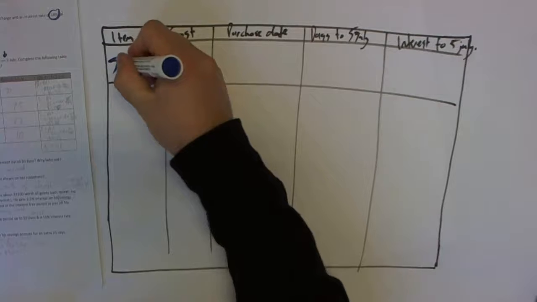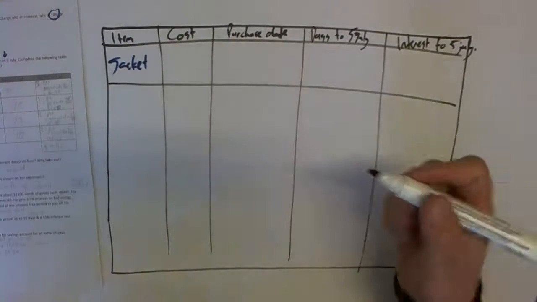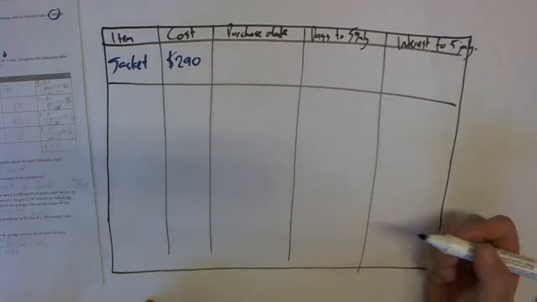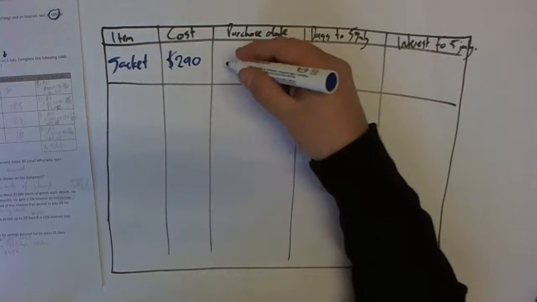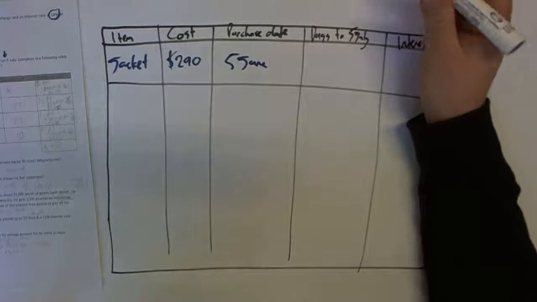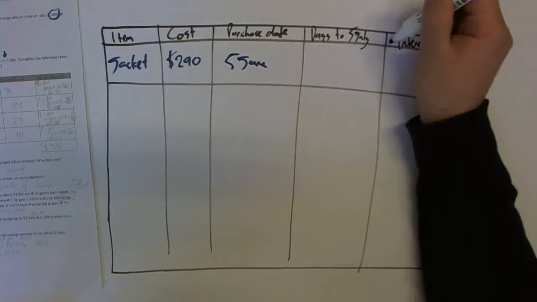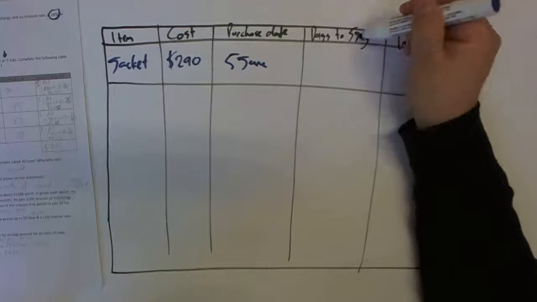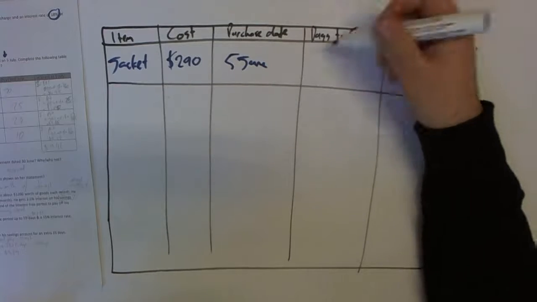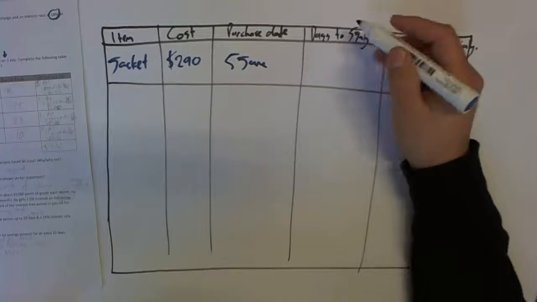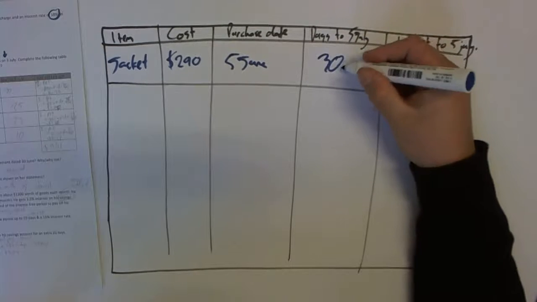Okay, so the first item that we have is a jacket. Okay, so the jacket cost $290. The purchase date was the 5th of June, and now because she wasn't paying it until the 5th of July, okay, we're going to work out how many days is it from there to there. So 5th of June to the 5th of July is going to be 30 days in June, okay, so that's going to be 30 days.